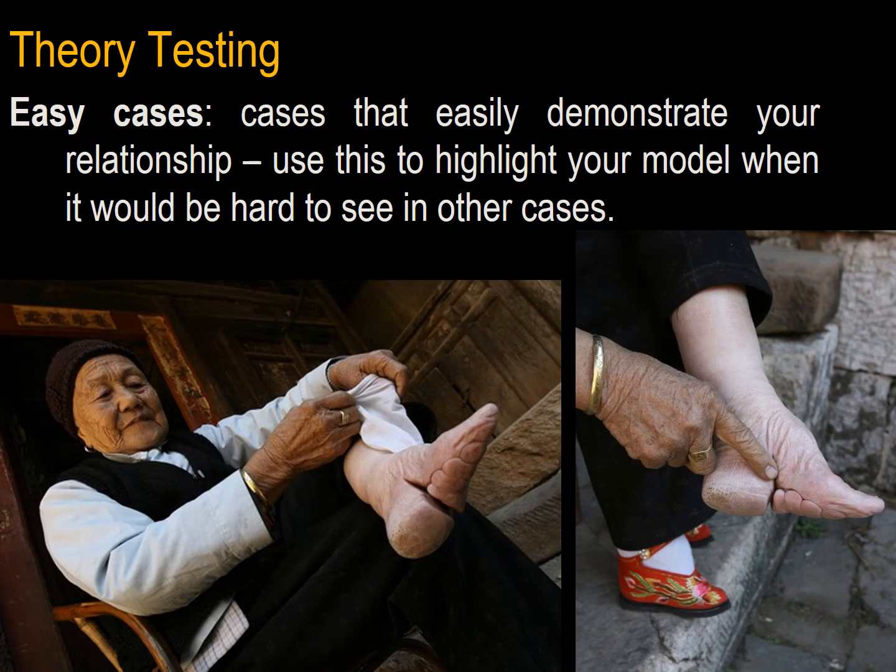The first strategy are easy cases, cases that easily demonstrate your relationship. You can use this case selection strategy to highlight your model when it would be hard to see the effects in other cases. So if you want to make an argument between military governments and war, then you wouldn't want to test it on something like Canada, because Canada does not have a military government. You'd actually want to test it in a case where there is a military government. So it's very useful for clearly seeing what the relationship is of the model.